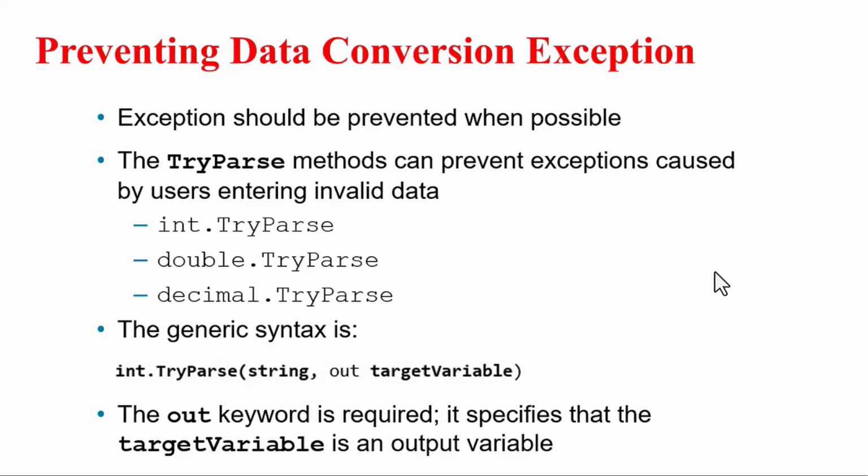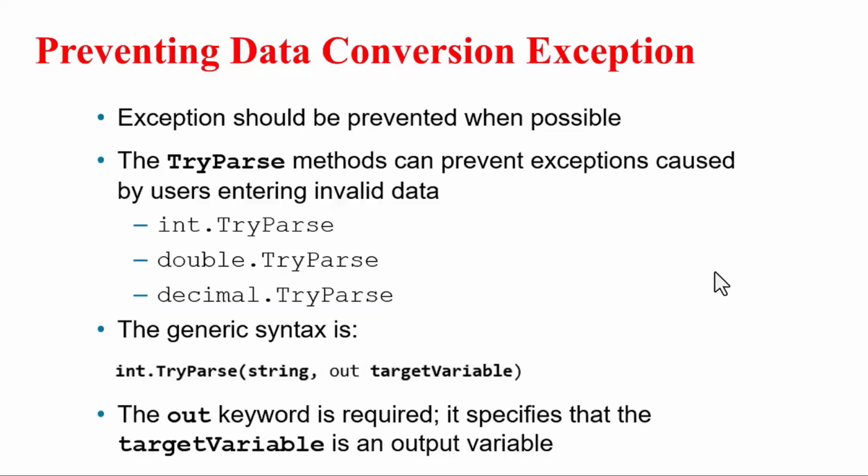Exceptions should be prevented whenever possible. The TryParse method can prevent exceptions caused by users entering invalid data. That's what we're going to be using. Up to now, we've been using try-catch, which catches any error, all kinds of different errors, and which is good. But it's nice to be able to specify and tell the user just what they got wrong, so we can identify it.